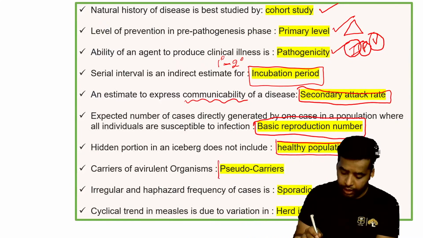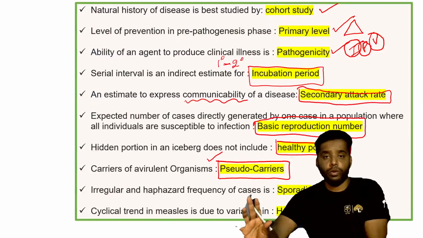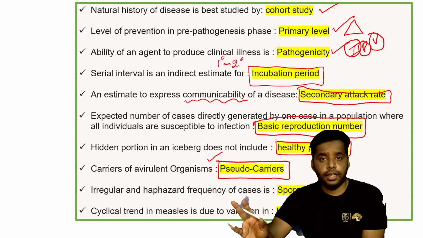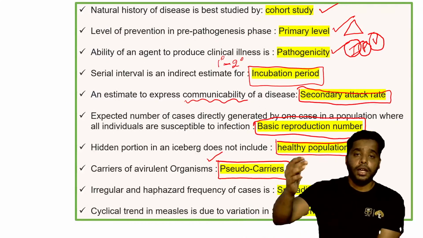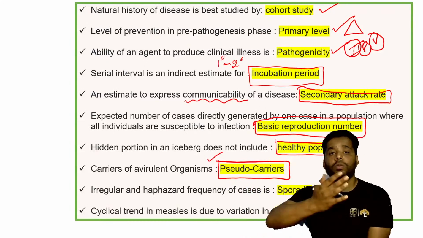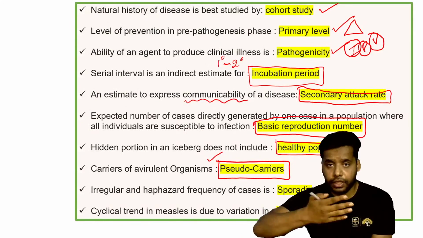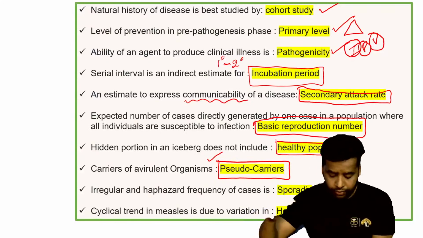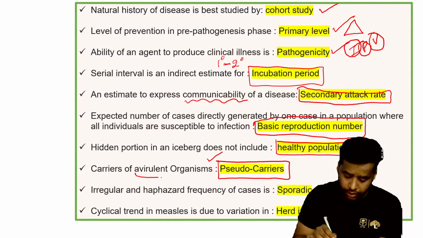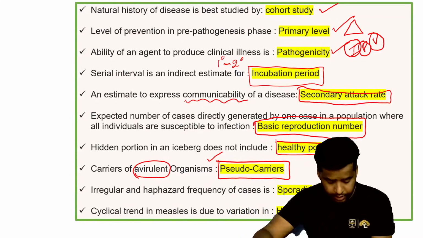Carriers of avirulent organisms is called as pseudo carriers. Remember two terms which are repeated in your exams. One is paradoxical carrier, the other is pseudo carrier. Paradoxical carrier is a carrier who got infection from one more carrier. A carrier developed disease and it got infection from one more carrier, that is paradoxical carrier. But carriers of avirulent organisms, something atypical, avirulent organisms, that is called as pseudo carriers.